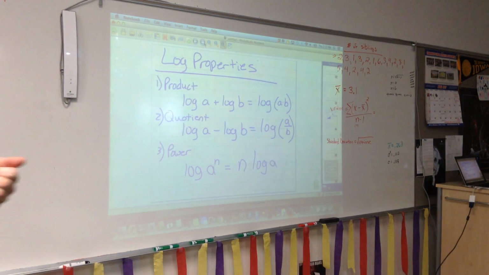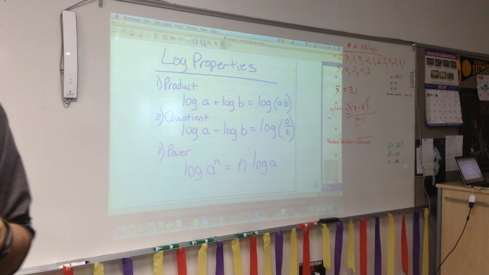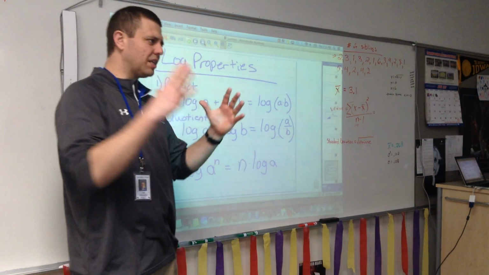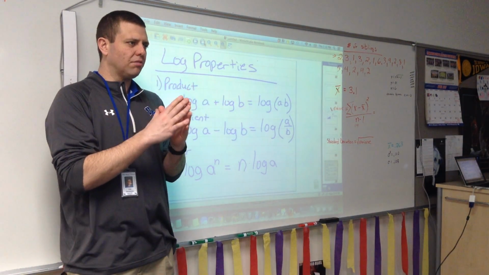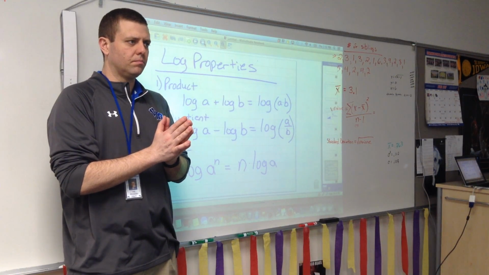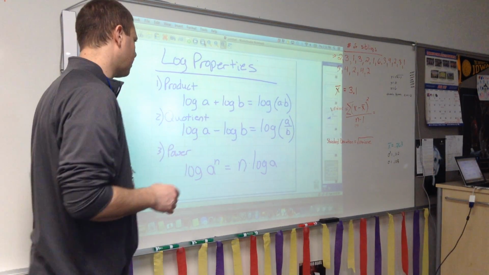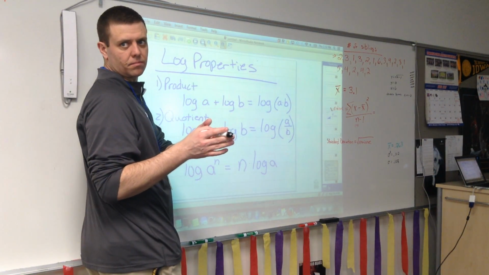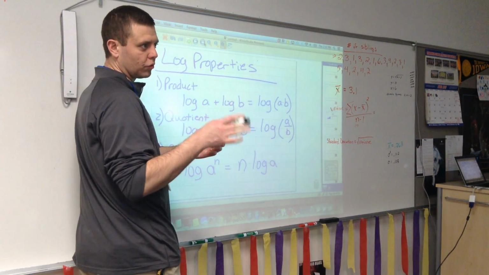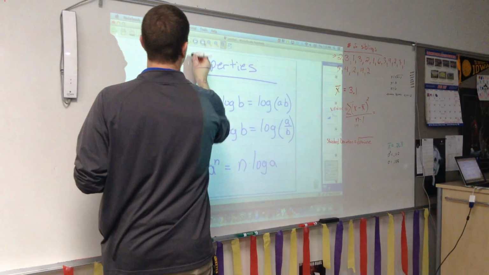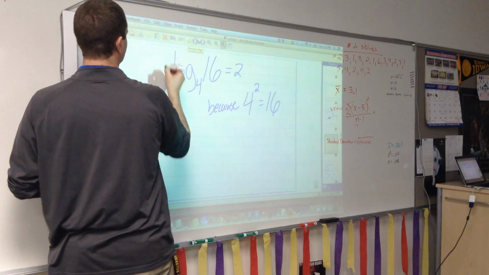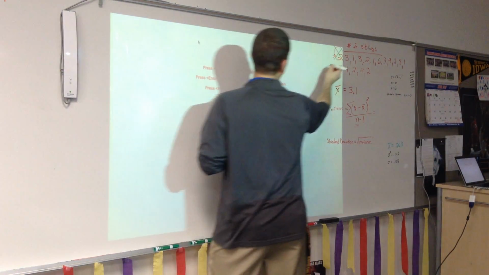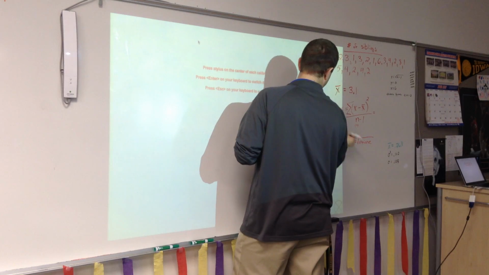Alright? So those are your log properties. Usually, log properties are used to condense down to a single logarithm. Here's what I mean by that. And some of you that have finished through problem 51 on that review I just gave you had to use a couple of these properties. So write this down.